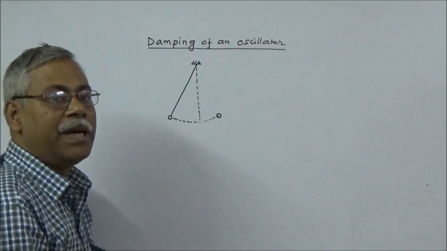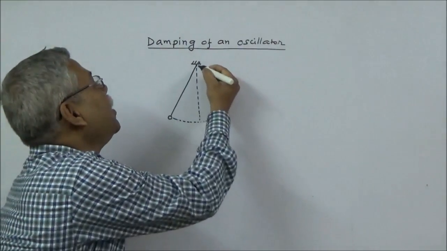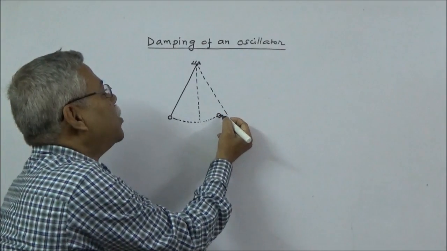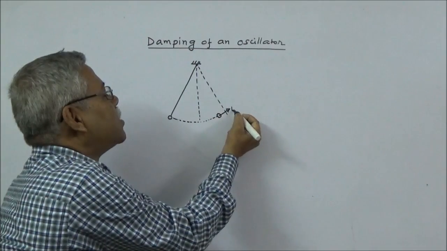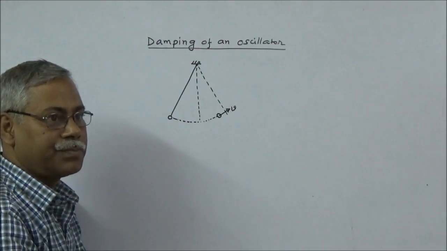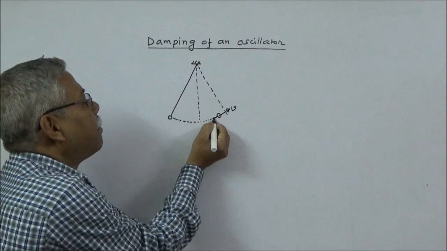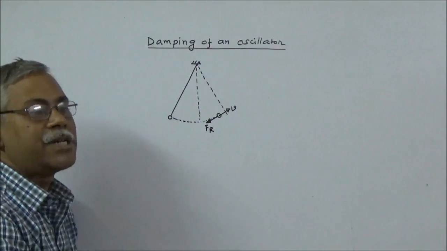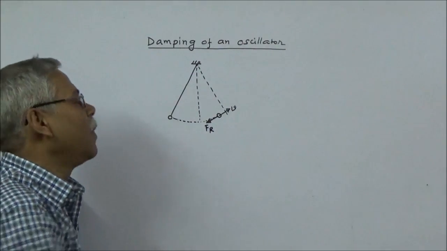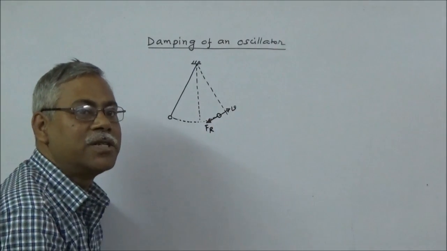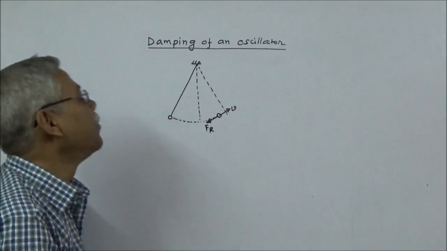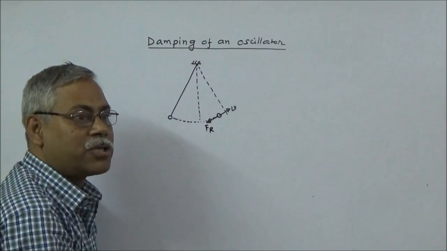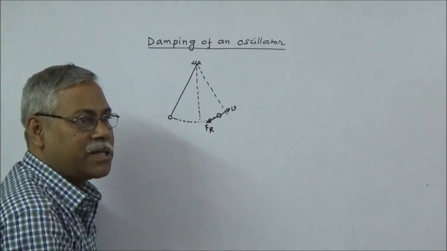Consider the bob in this position. It is going towards the end position, moving towards the end position. So this is the direction of its velocity. In this direction, restoring force acts. All of you know that restoring force acts towards the mean position. In addition to this force, we will have to consider the damping force, which is mostly air resistance.